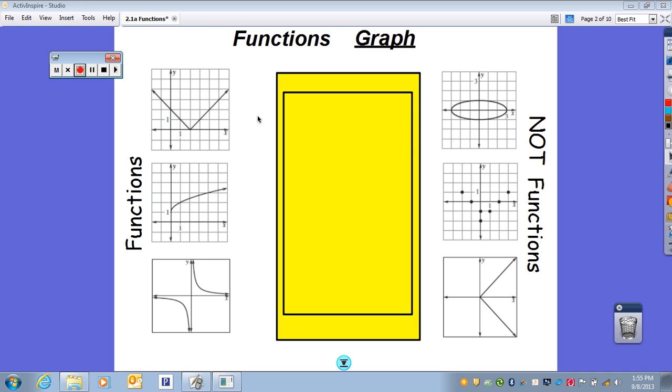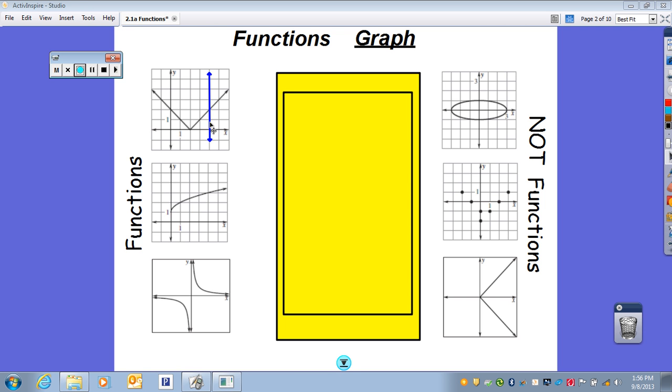You will notice that the functions, the graphs on the left, are different from the graphs on the right. Because if you were to draw a vertical line anywhere on the graphs on the left, that vertical line would pass through only one point on the graph. Let me give you an example. I've drawn a blue vertical line on this graph, and notice that it passes through only one point on this graph, which looks like a V.